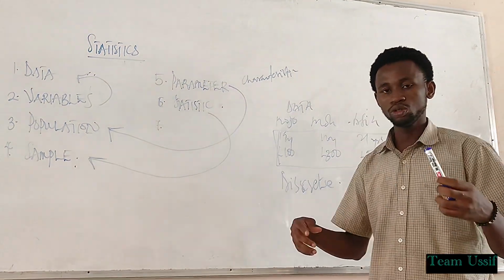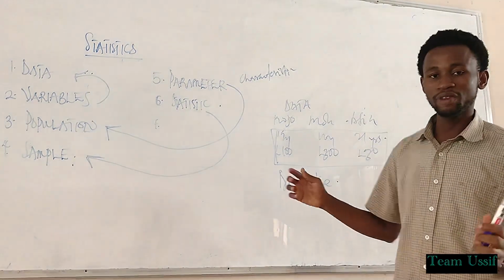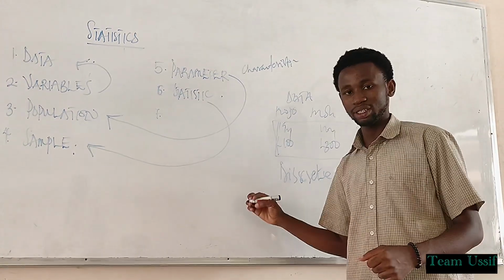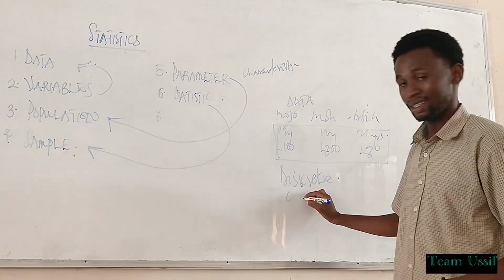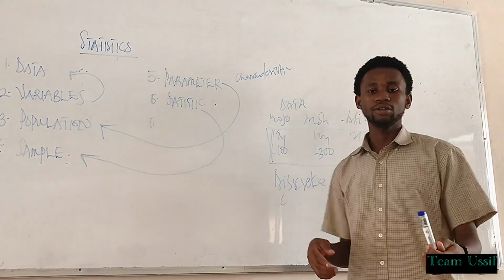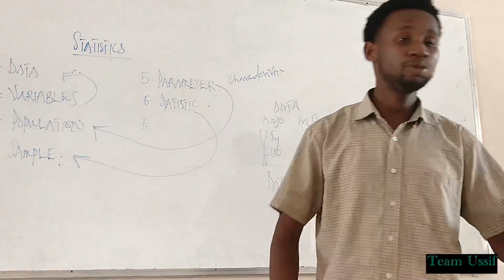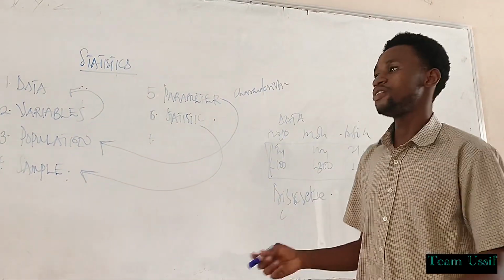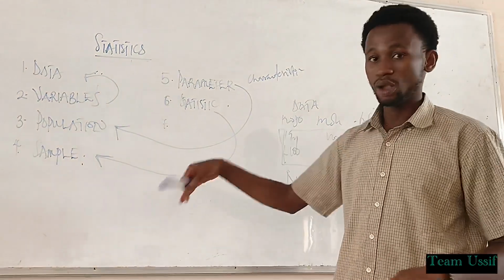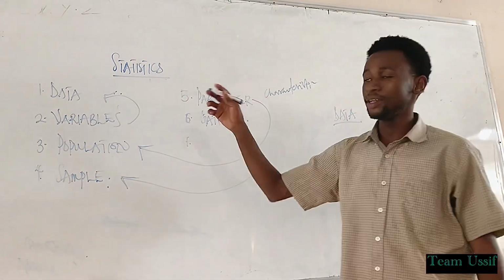So for you to know the difference between discrete and continuous variables, normally the discrete variables take whole numbers, but the continuous variables can be measured. For example, height is a continuous variable, and normally they have decimals, you understand? So the key difference is that one takes whole numbers and one takes what? Decimals, you understand?